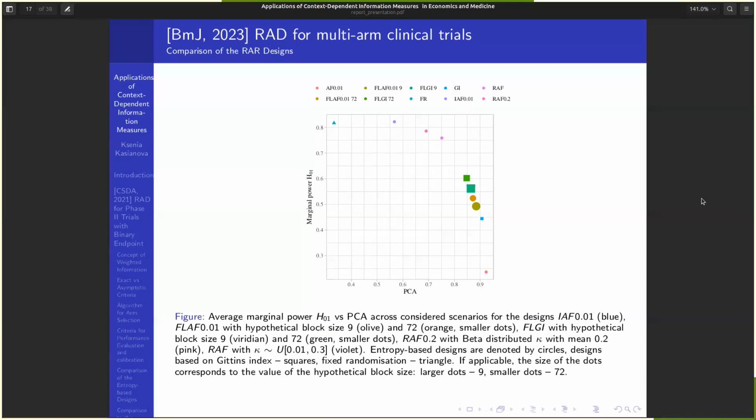And by looking at this plot, we can see that our method allows us to drastically increase power with a small difference in PCA for forward-looking procedures, and allows us to maintain more or less appropriate power at a level of 0.75 at least, but allows us to achieve much bigger probability of correct allocations than in the case of fixed randomization methods.